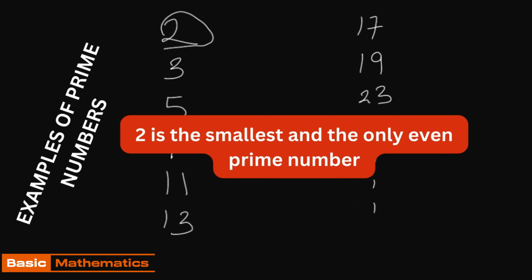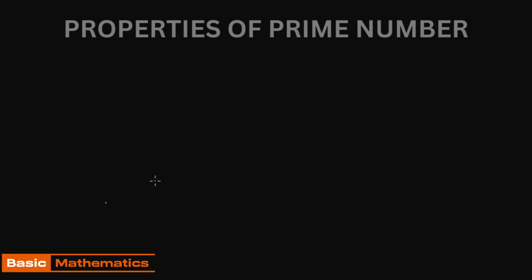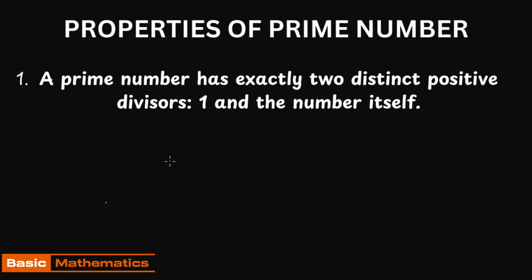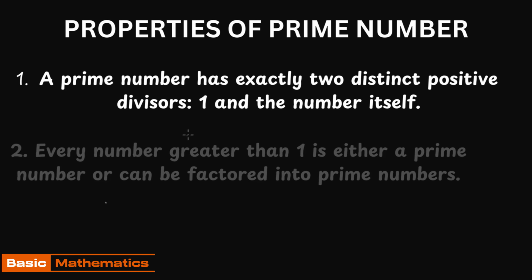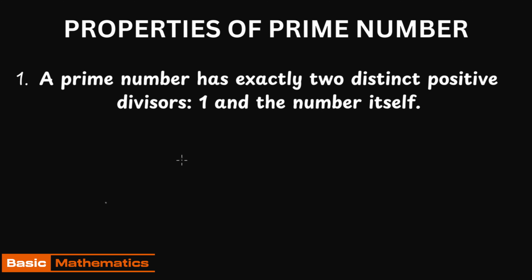Next, let's look at the properties of a prime number. Number 1, a prime number has exactly 2 distinct positive divisors, which are 1 and the number itself. Number 2, every number greater than 1 is either a prime number or can be factored into prime numbers. So that is it for prime numbers.